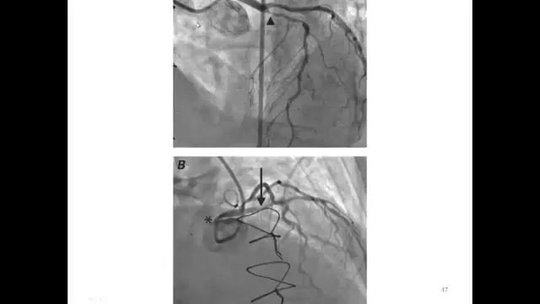So here's a picture of, see, the top one would be the circumflex, right there at the arrows, probably 99%, and then again these, it looks like it might be the LAD, left anterior descending, which is again 99%, hanging on by a thread.